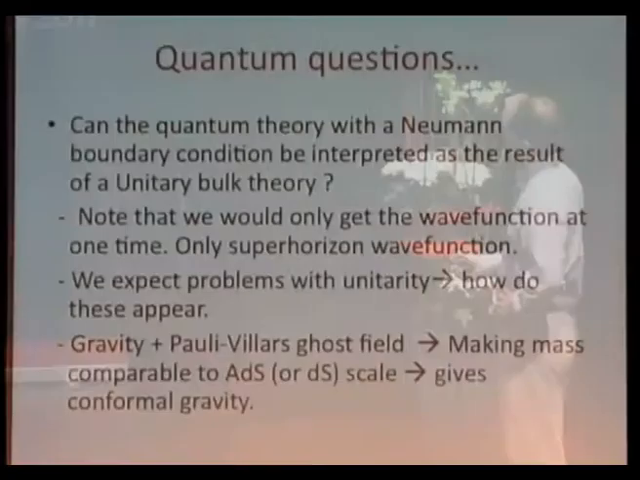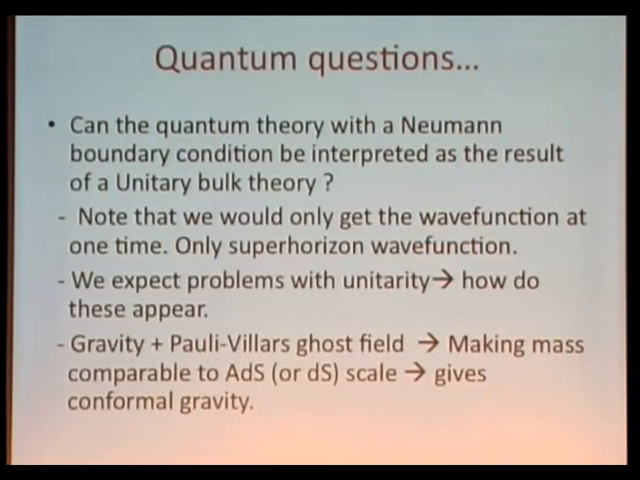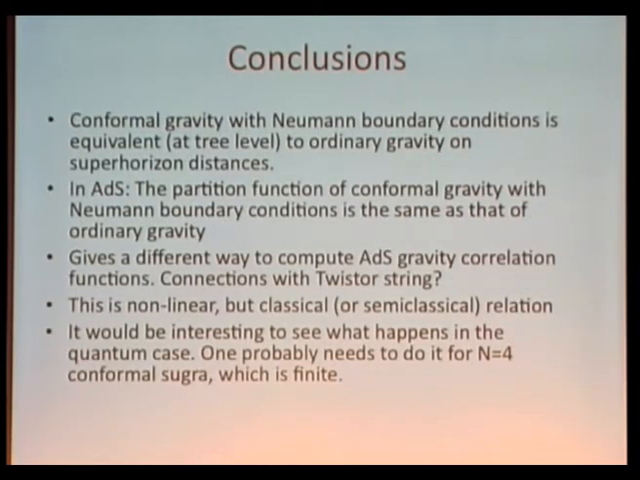And so the question is whether with these simple boundary conditions we can get a theory that is still consistent or not. I think the odds are small, but it would be quite interesting if it was true. So the conclusion is that conformal gravity with these Neumann boundary conditions is equivalent to ordinary gravity.